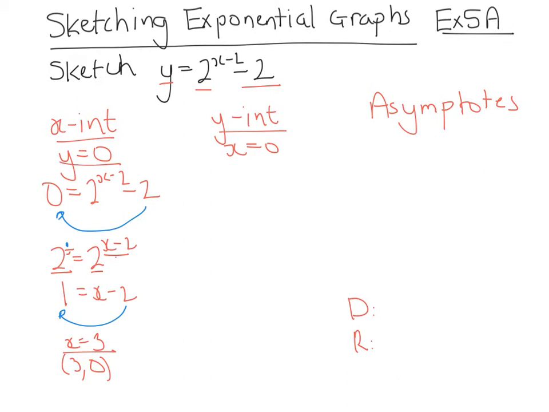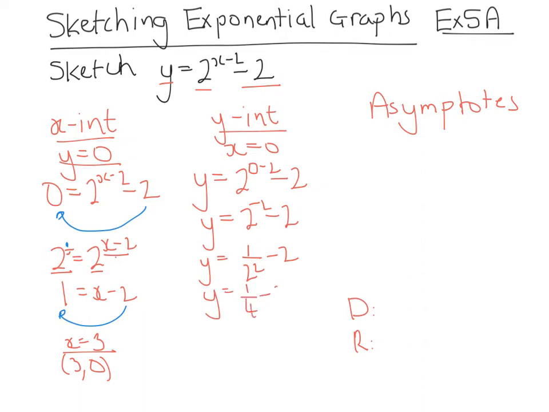Now what about if we put x is equal to 0? So y is equal to 2 to the minus 2, minus another 2. Now 2 to the minus 2 would be 1 over 2 squared, and 2 squared is 4, so this is 1/4 minus 2, which is negative 1 3/4. So our point would be (0, negative 1 3/4).